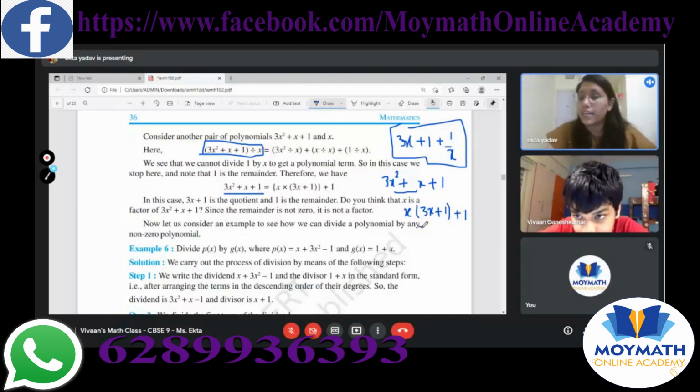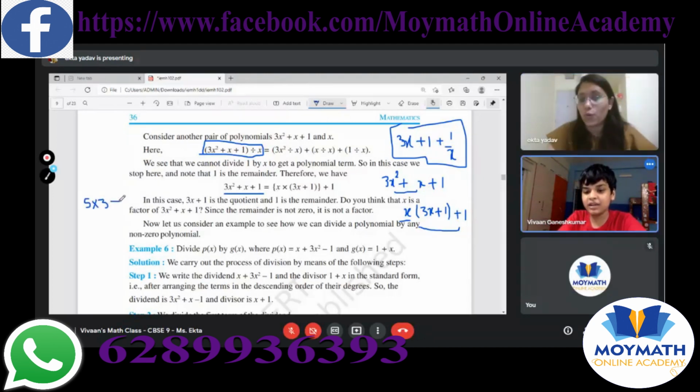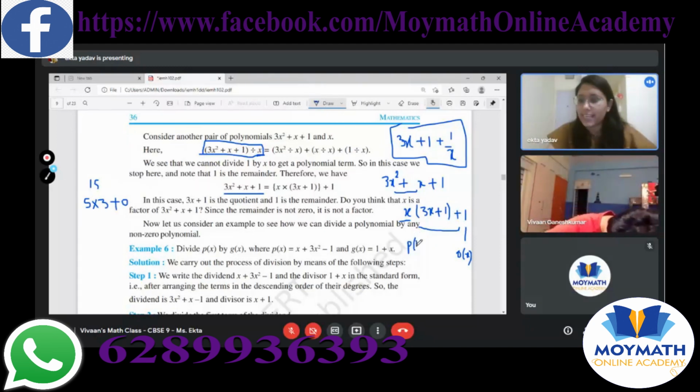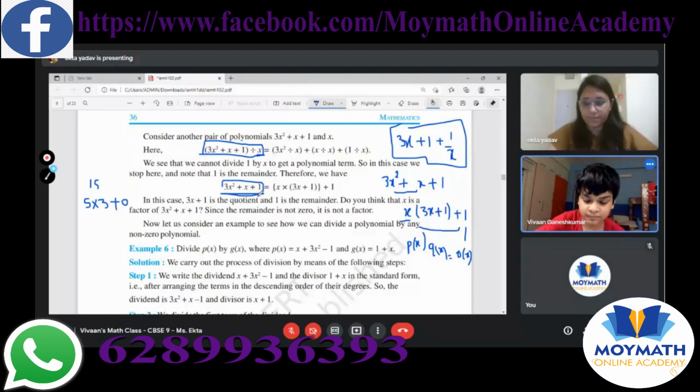Now, Vivaan, can't you see it is looking like the remainder theorem? It's something looking like 5 into 3 plus 0: quotient into divisor plus remainder. This is the remainder, R(x). This is the divisor, let's say P(x) or Q(x). So 3x plus 1 is my quotient. So Q(x) plus R(x) is equal to this complete polynomial. This is what they did. Okay, it has become a little messy, so I'll just clear it up.